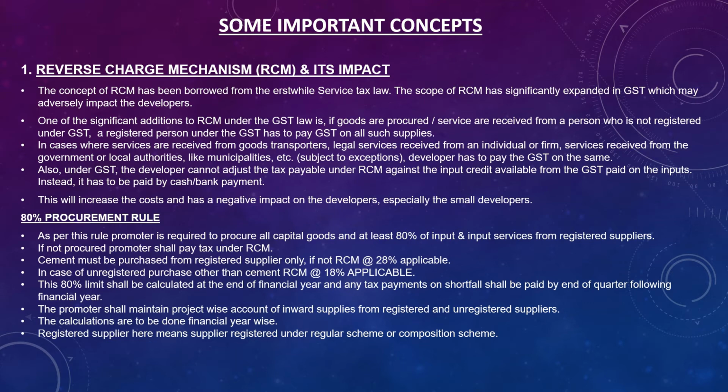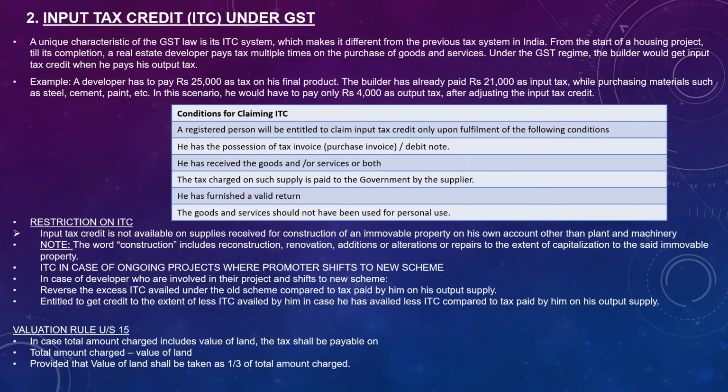This 80% limit shall be calculated at the end of the financial year, and any tax payments on shortfalls shall be paid by the end of the quarter following the financial year. The promoter shall maintain a project-wise account of inward supplies from registered and unregistered suppliers. The calculations are to be done financial year-wise, and a registered supplier here means a supplier registered under the regular scheme or composition scheme. So input tax credit under GST is another important concept.